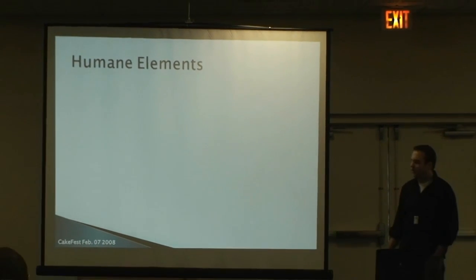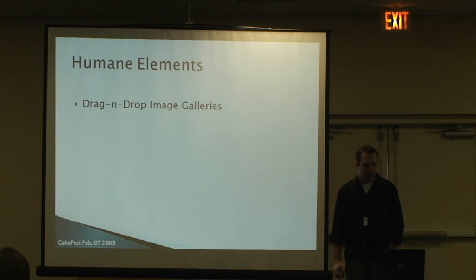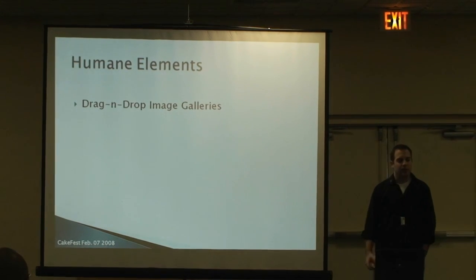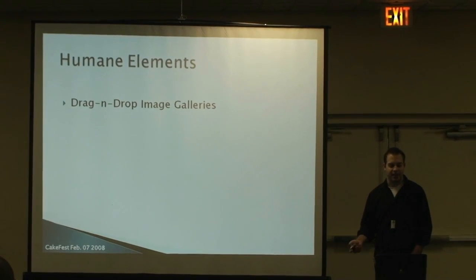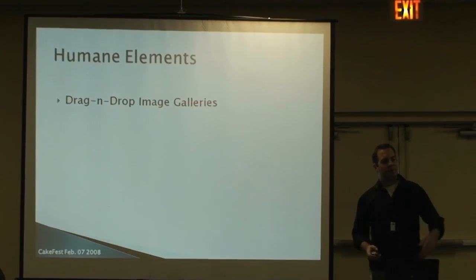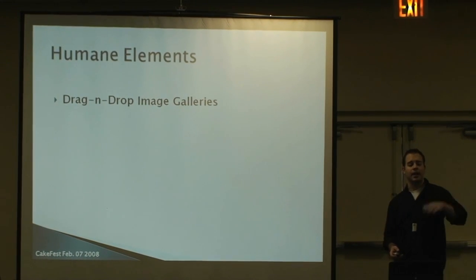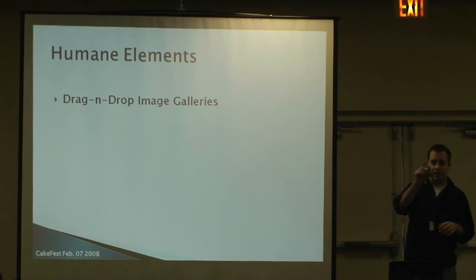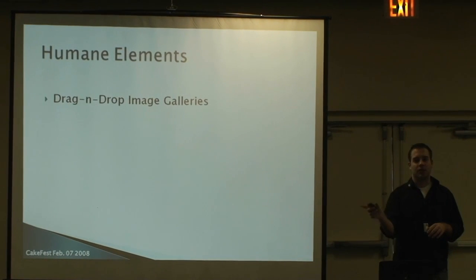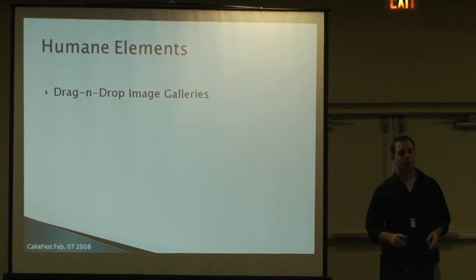So human elements, some things we added to this that are seen elsewhere, and hopefully we implemented better, are drag and drop image galleries, which I couldn't get a screenshot of because I couldn't get an internet connection in my room to grab a version that was skinned. Basically, we have a left panel with folders where you can create a new gallery and name it. Then you can upload images, see little thumbnails, and simply drag them into the folder you want them in.